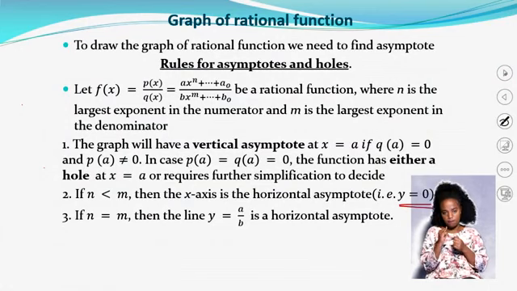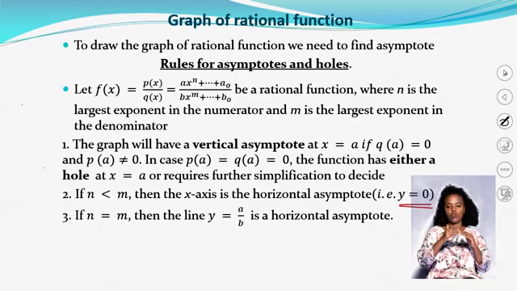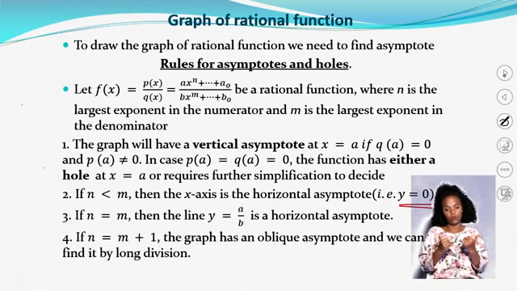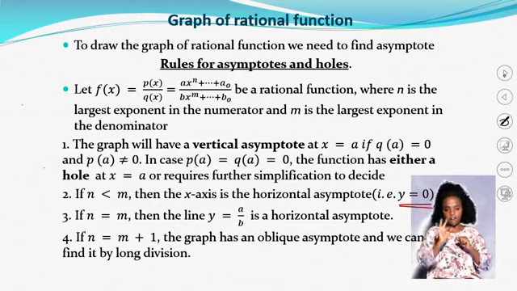If n is equal to m, if the degree of numerator and the degree of denominator are equal, then the line y equals the ratio of the leading coefficients, a over b, is the horizontal asymptote for the given rational function. Now the next rule, the fourth rule: if n is equal to m plus 1, then the graph has an oblique asymptote, and we can find this oblique asymptote by long division.